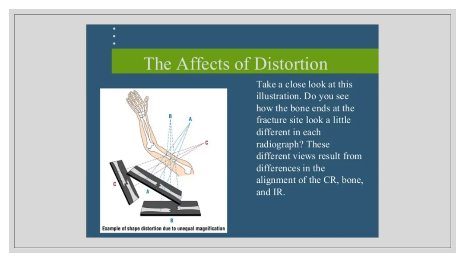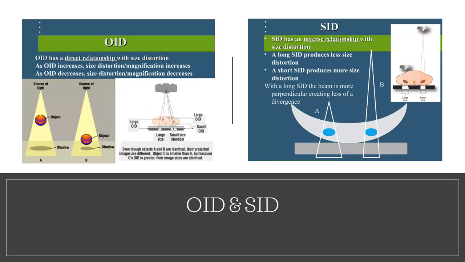The effects of distortion. Look at this illustration. See how the bone ends at the fracture site look a little different in each radiograph. These different views result from differences in alignment of the CR, bone, and IR, OID, and SID. OID has a direct relationship with size distortion. As OID increases, size distortion and magnification will increase. As OID decreases, size distortion and magnification will decrease.